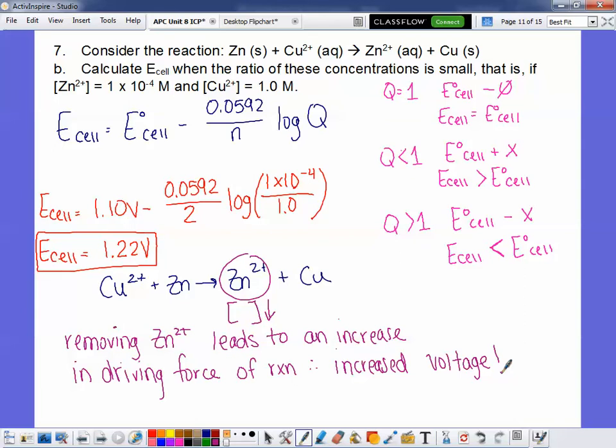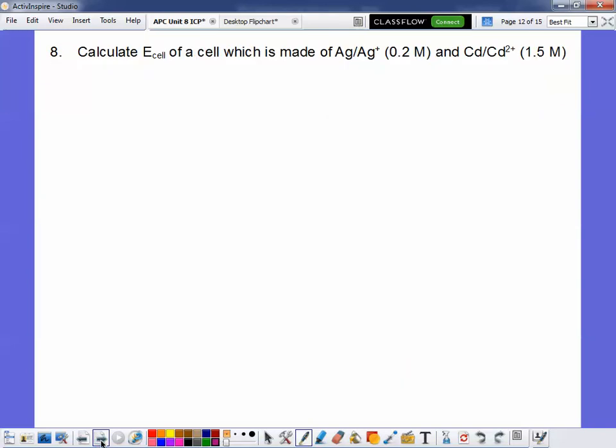All right, can I go to the next page? All right, why don't you guys attempt number 8? Actually, hold on. I need to explain how to get the reaction started because there's a slight difference with this one. To get started, what we need to do is figure out which reaction is going through oxidation and which one's going through reduction.